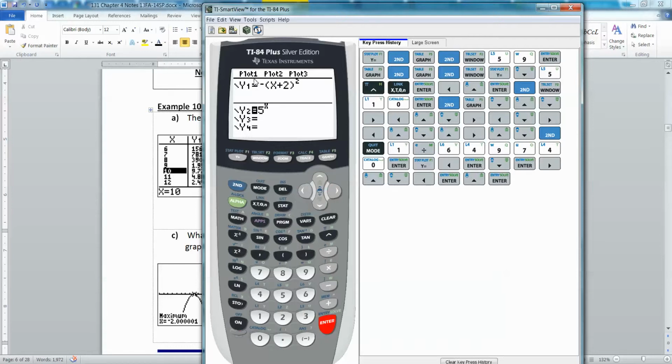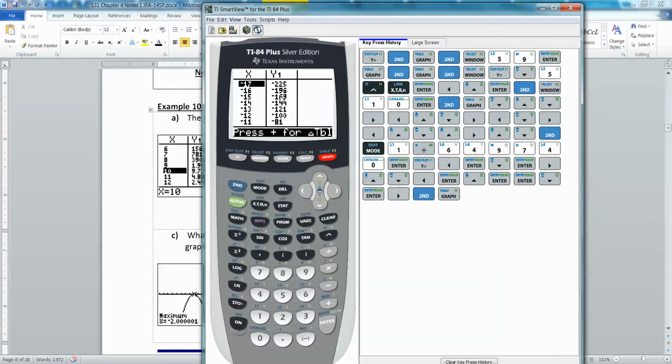If I move over to the equal sign, see how it's blinking, and I press enter, now it's dark, so it's turned on. And then I'll press enter, and that'll turn that one off. So they're both still stored there. But when I go to the table, I'm only going to see Y1 now, whereas I used to see Y2. Remember, there were all those E negative whatevers right here. We don't have that anymore.